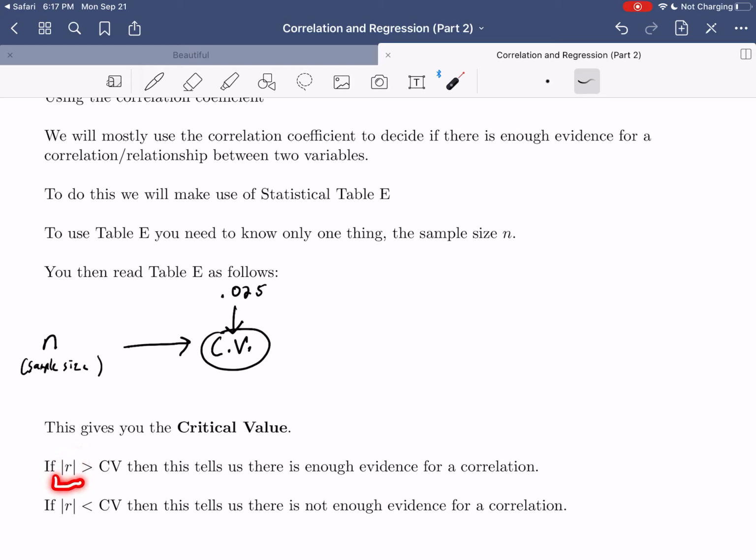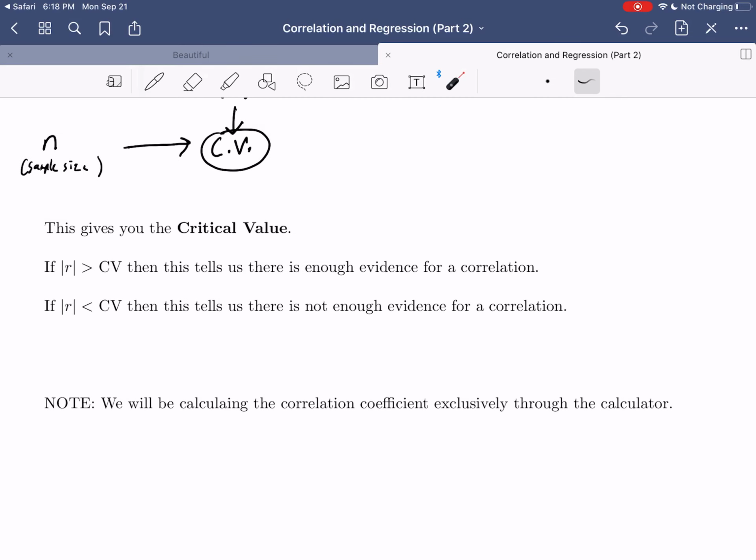If the absolute value of your correlation coefficient is larger than your critical value, then this tells us that we have enough evidence for a correlation or for a relationship. If the absolute value of your correlation coefficient is smaller than your critical value, then this tells us that there's not enough evidence for a correlation or for a relationship. In other words, the pattern is not strong enough to really be considered a true pattern.